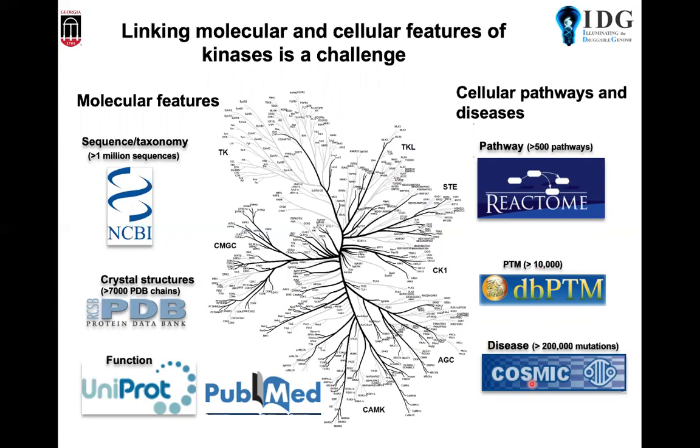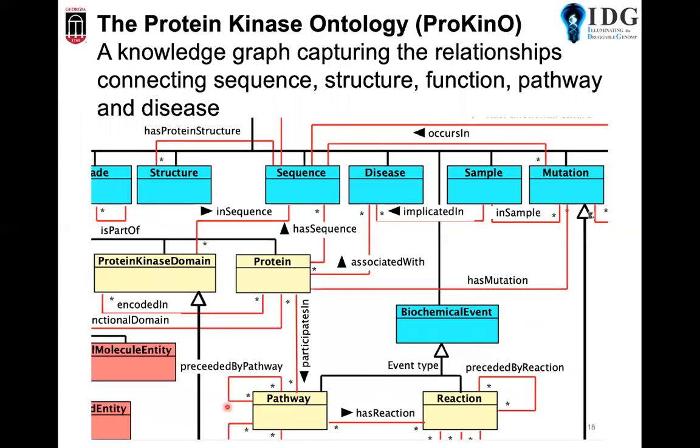Because this information is currently stored in disparate sources and formats, and in fact several of the molecular level information is stored in unstructured text format in the literature, one of our focuses for the past several years has been building an integrated knowledge graph that really links molecular level and cellular level data on kinases in human and machine readable format.